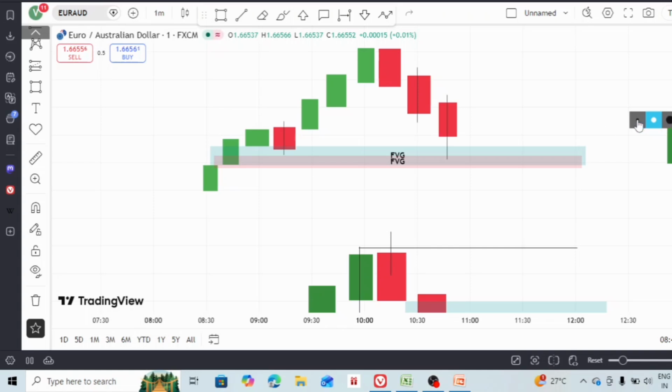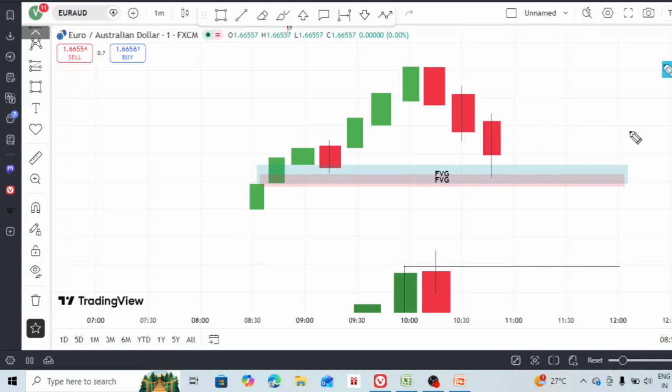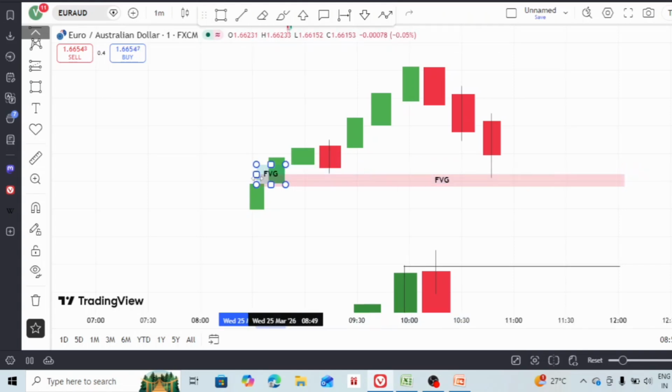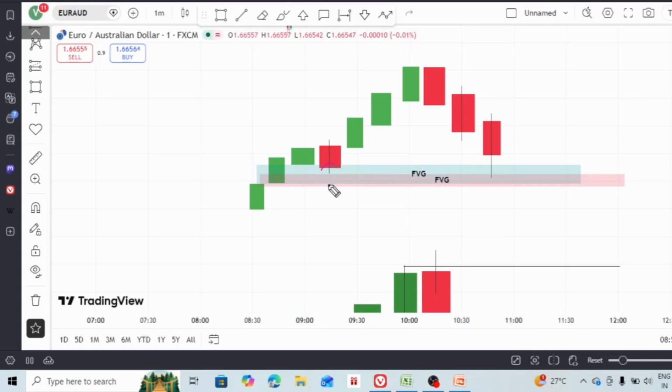Keep note of this point so that in later classes you will understand better what manipulation gaps are. So these are the manipulation gaps. If you look here, we have the gap right here. This fair value gap has already been mitigated.